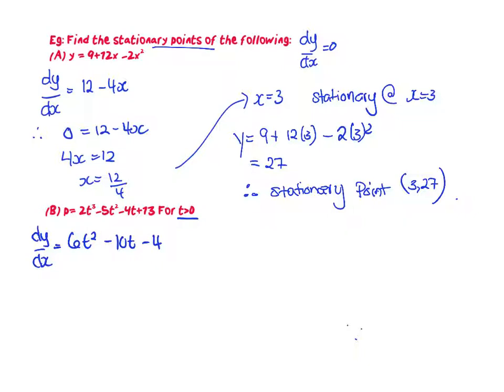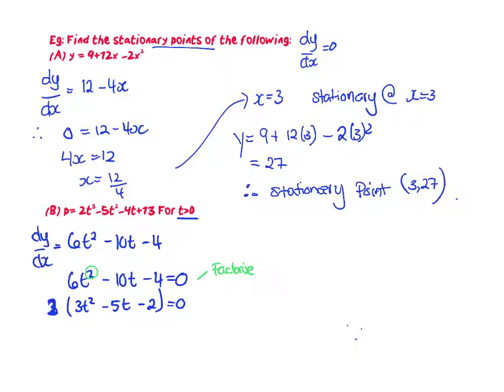And then we're going to let that equal 0, because that's when the stationary points occur. Now we have a quadratic equation, because we're letting it equal 0. So remember, with quadratic equations, we need to factorize to solve. So let's go and factorize this. Now there's a common factor first of 2. So we're left with 3t squared minus 5t minus 2, equals 0.